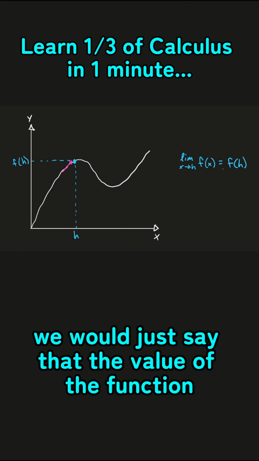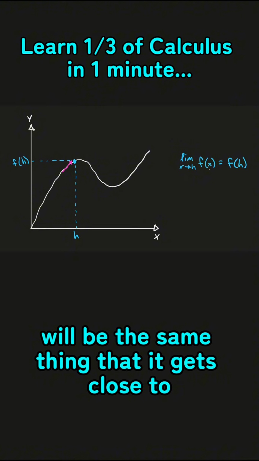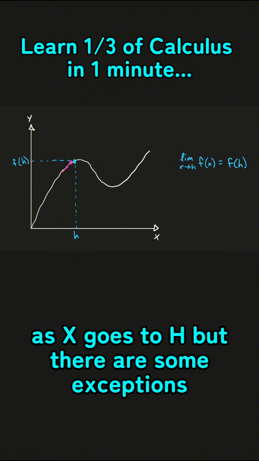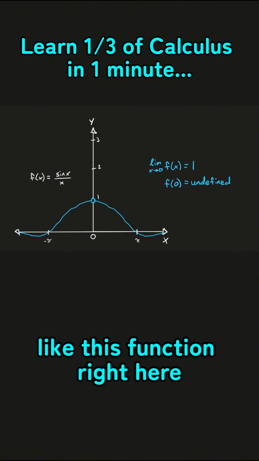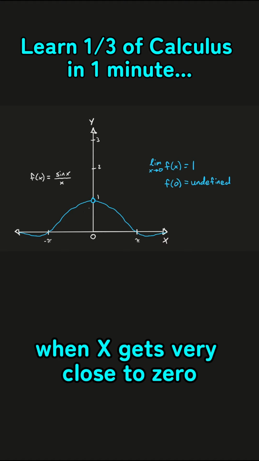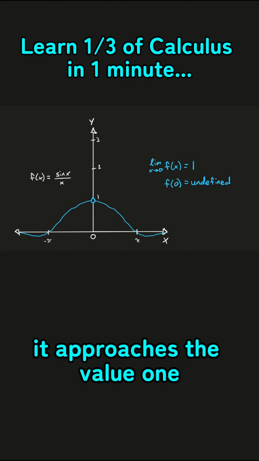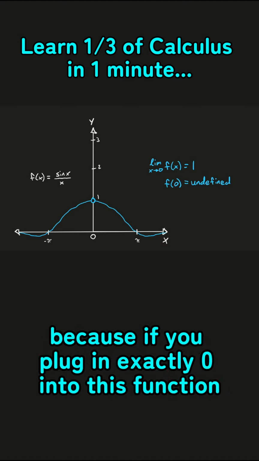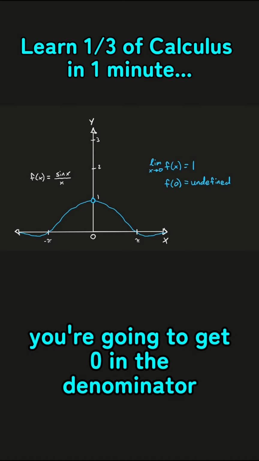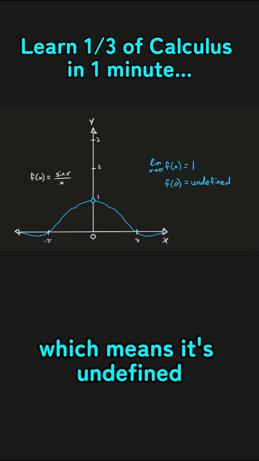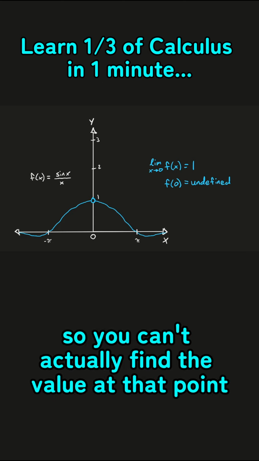So in calculus, we would just say that the value of the function at a point like h here would be the same thing that it gets close to as x goes to h. But there are some exceptions, like this function right here. When x gets very close to 0, it approaches the value 1. But it can't quite ever reach 1, because if you plug in exactly 0 into this function, you're going to get 0 in the denominator, which means it's undefined, so you can't actually find the value at that point.